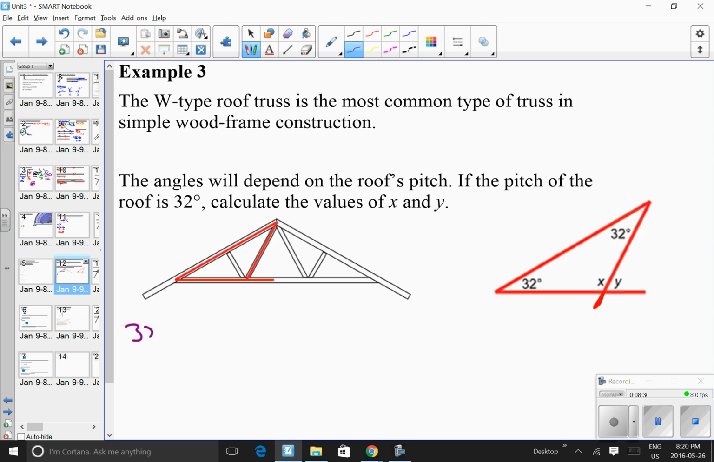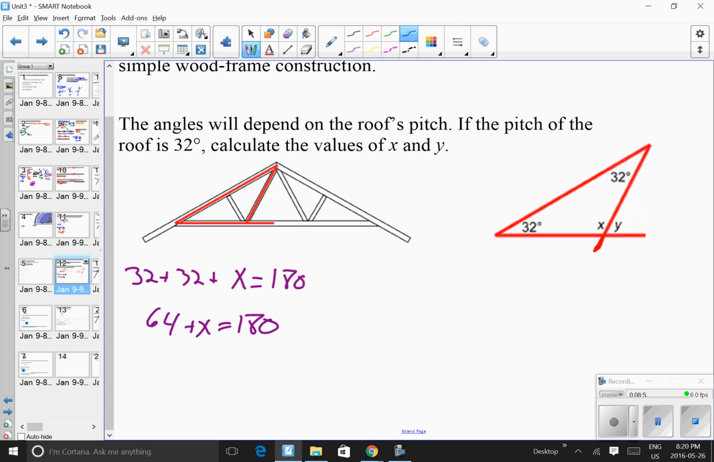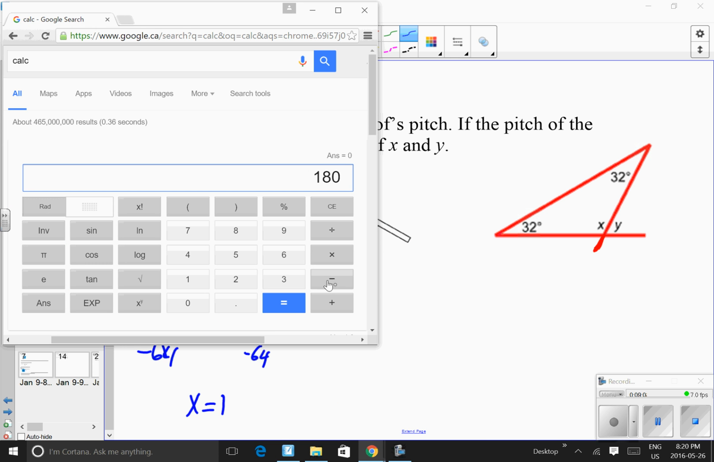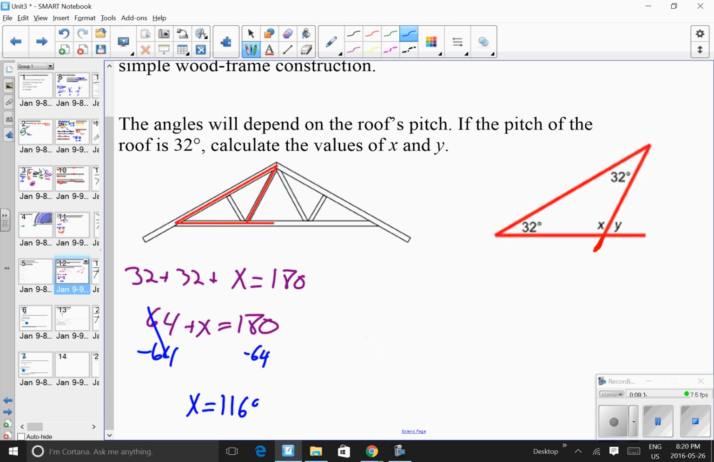So that means 32 plus 32 plus whatever X is has to equal 180. So 32 plus 32, that's 64, plus X has to equal 180. Now to get X by itself, I'm going to undo that addition, I have to subtract 64. Whatever you do to one side, you do to the other. Those cancel out, and I just have X equals 180 minus 64, which should give us 116 degrees. So that's what X is.